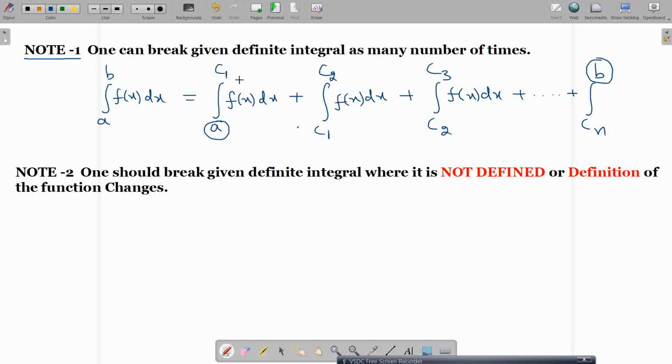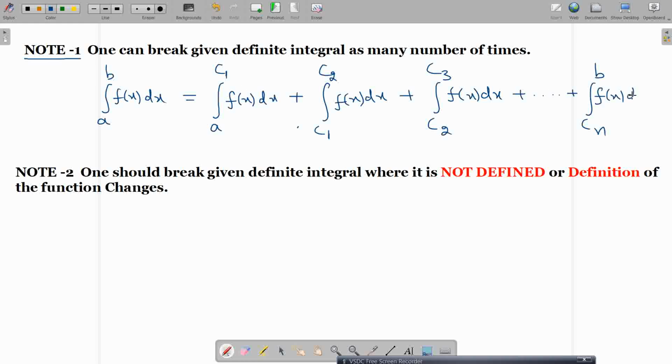But you have to keep in mind that wherever you finish, like a to c1, then the second integral should start from c1, not some other number. Okay, we don't have to break the cycle. So it's going here, then this is c2, it should be starting from c2. All right. Okay, so in that way we can use this property.